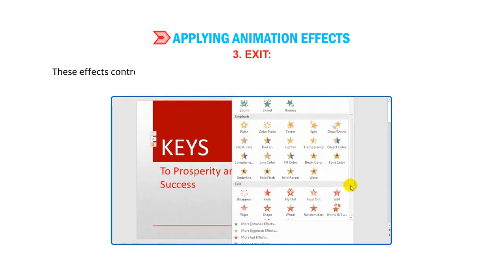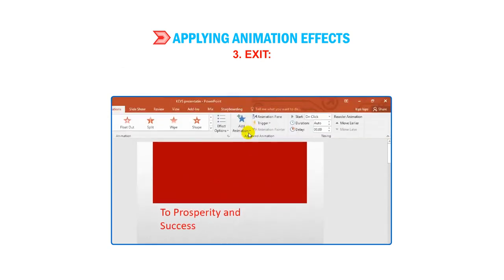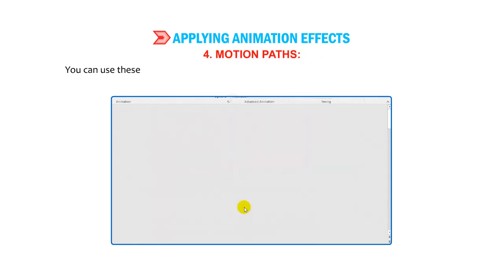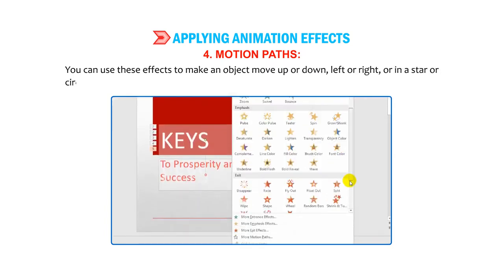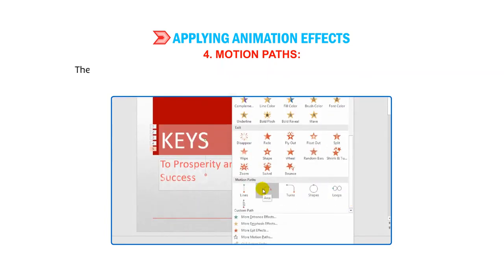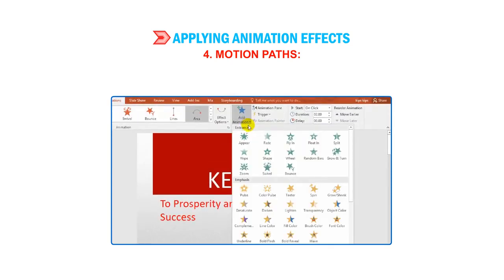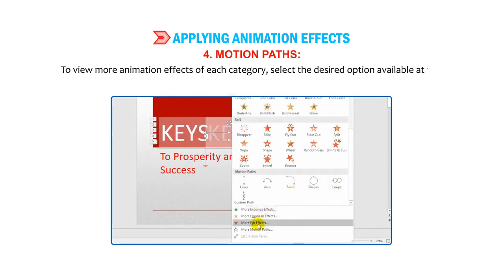Exit. These effects control the manner in which the object exits from the slide during the slideshow. Some of these effects are disappear, fade, fly out, float out, split, etc. Motion paths. You can use these effects to make an object move up or down, left or right, or in a star or circular pattern, etc. These effects enable objects to move from one position to another on a slide and on the specific part during the slideshow.